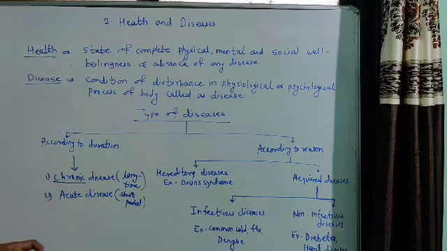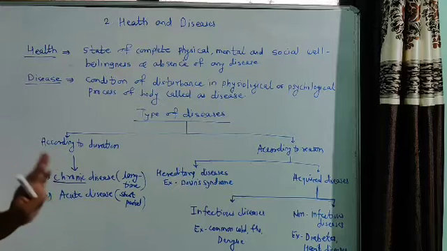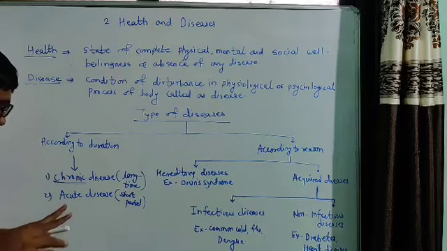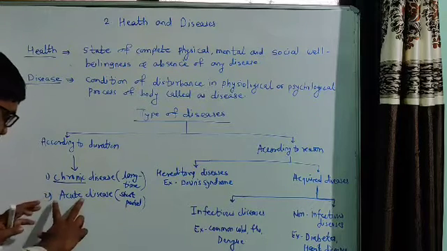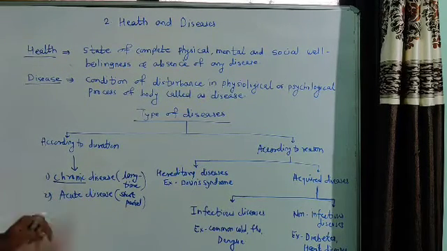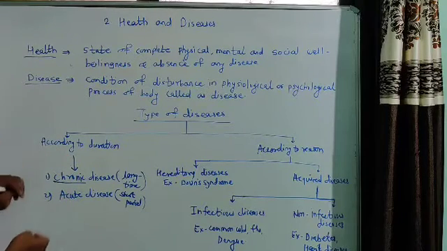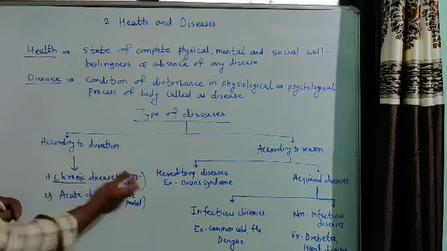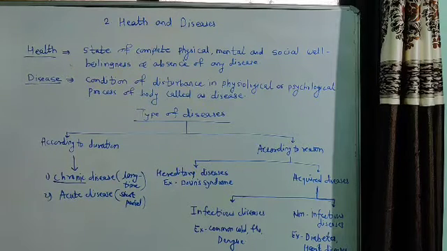Suppose we have flu, then we take one or two tablets, then automatically that day or next day we become fit again. So some diseases will go in a very short period. Such diseases are called acute disease, okay. So according to the duration, diseases have two types: chronic means long time diseases and acute means short period diseases.